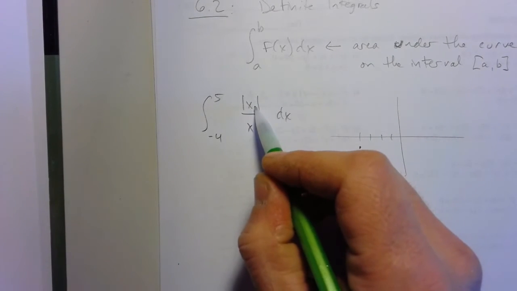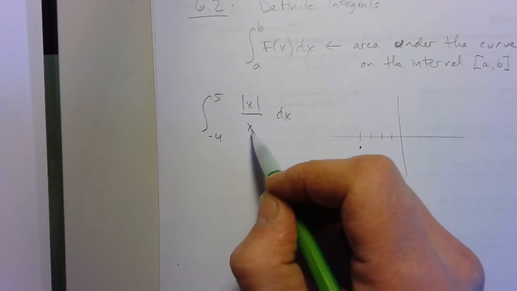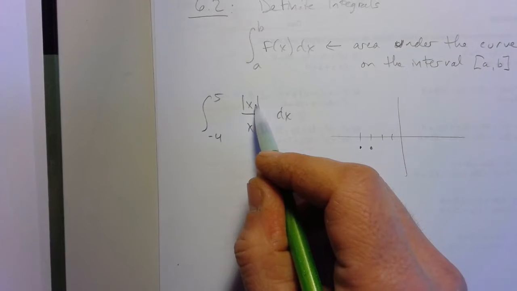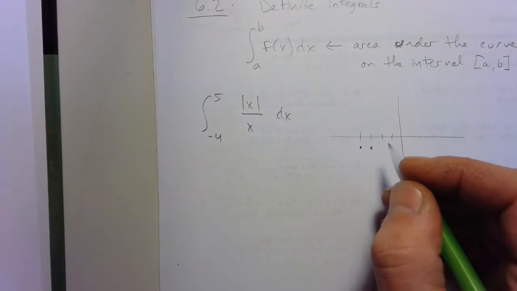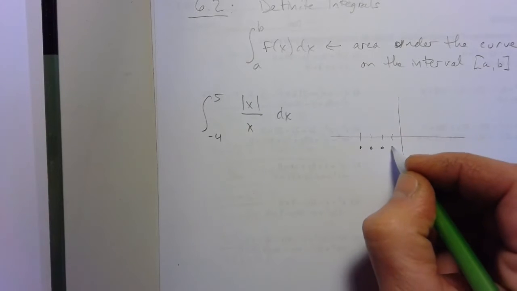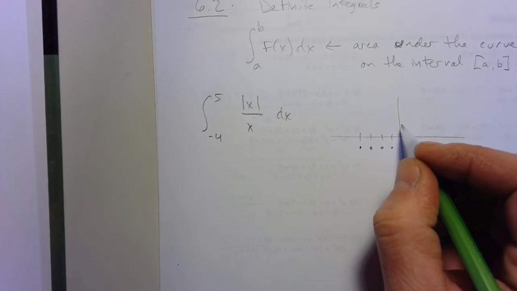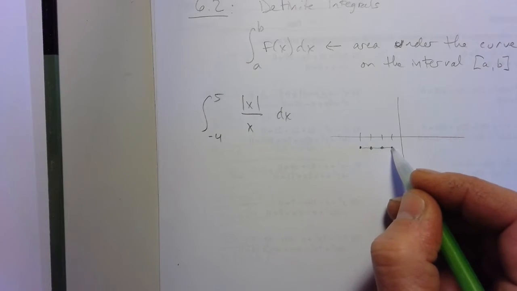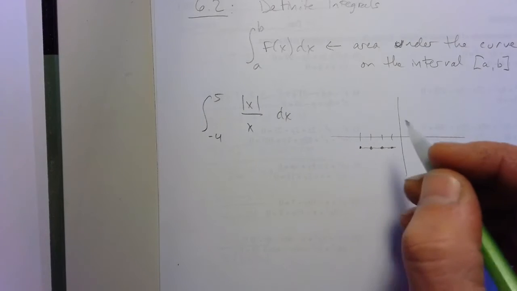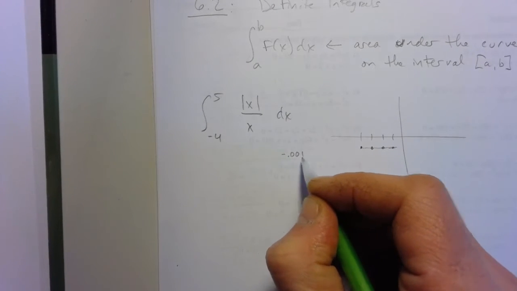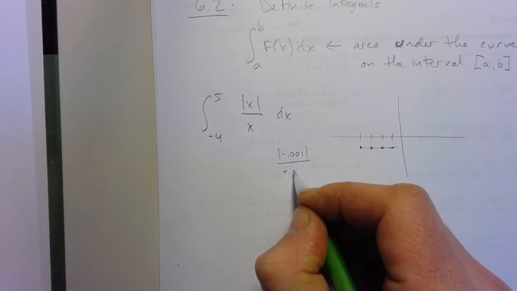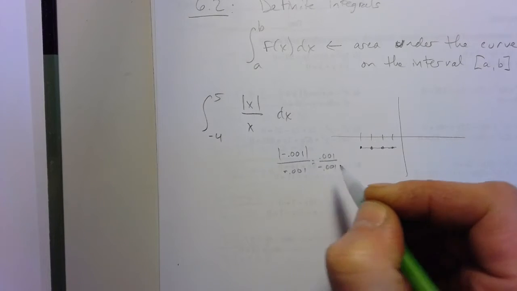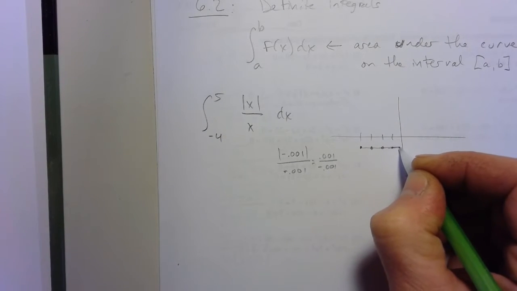If I plug in -3, this would be 3 over -3, -1 again. If I plug in -2, -2 becomes 2 on top, -2 on the bottom, so it's -1. Same thing with -1. If I plug in 0, oh wait, I can't divide by 0. It's 0 over 0. It tells me I'm missing something. If I plug in like -0.001, this becomes positive 0.001, and this is negative 0.001. Divide those, it's still -1, so we can see that it's going to be infinitely close.